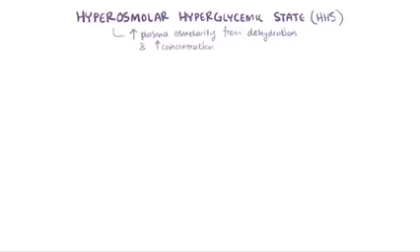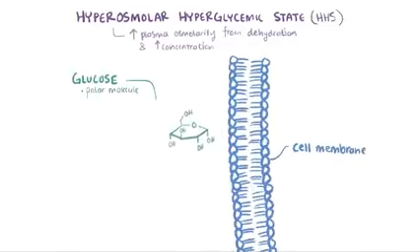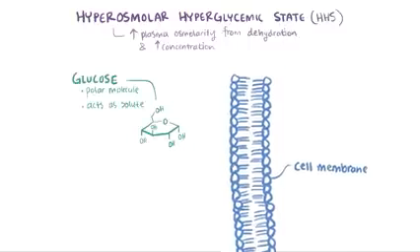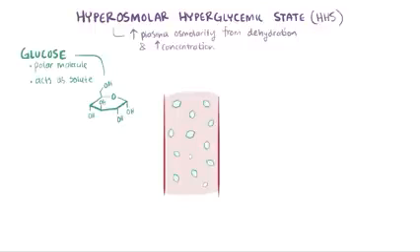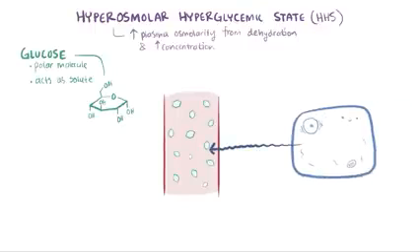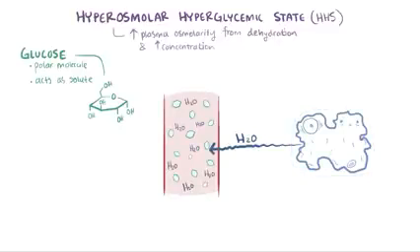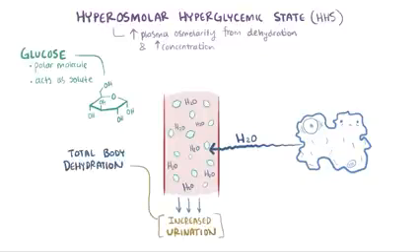To help understand this, remember that glucose is a polar molecule that cannot passively diffuse across cell membranes, which means that it acts as a solute. So when levels of glucose are super high in the blood, meaning it's a hyperosmolar state, water starts to leave the body's cells and enter the blood vessels, leaving the cells relatively dry and shriveled, rather than plump and juicy. Blood vessels that are full of water lead to increased urination and total body dehydration.